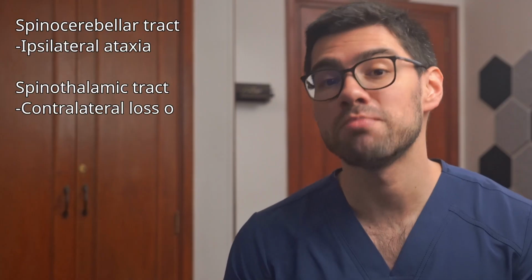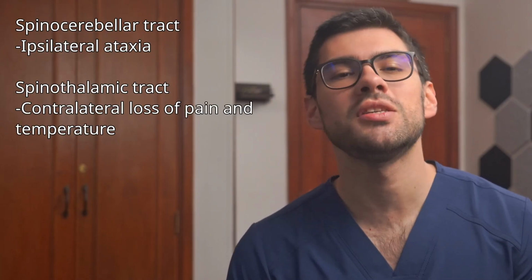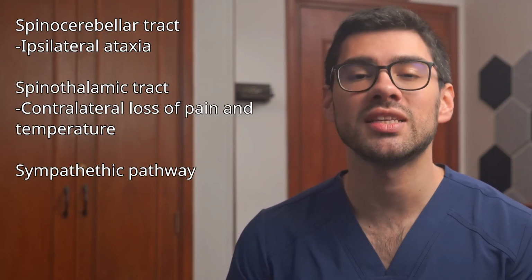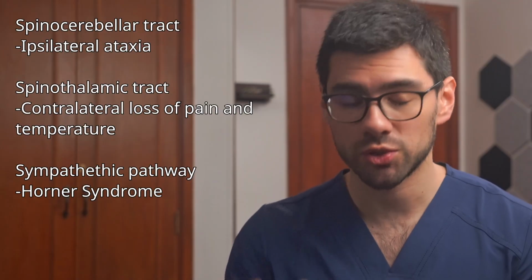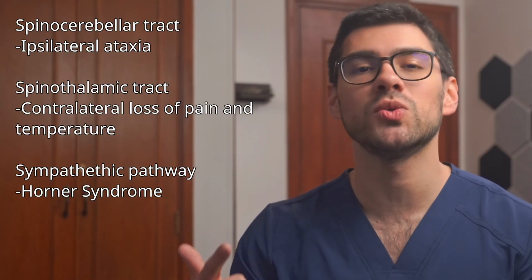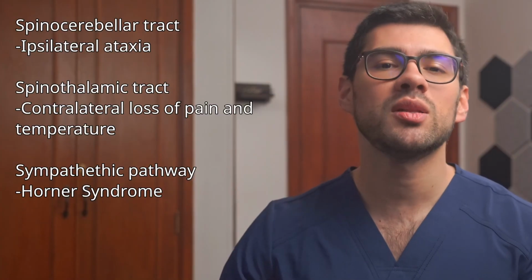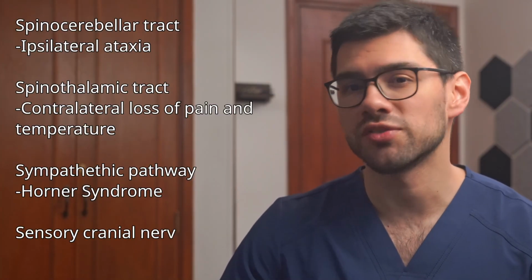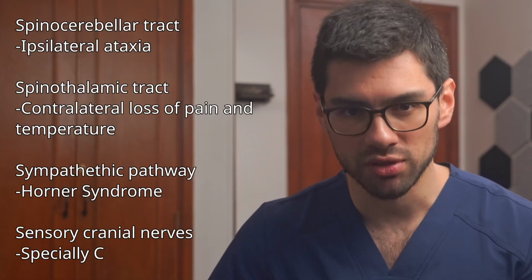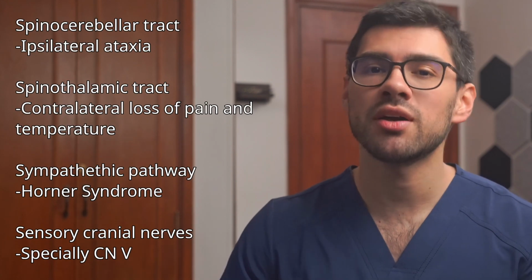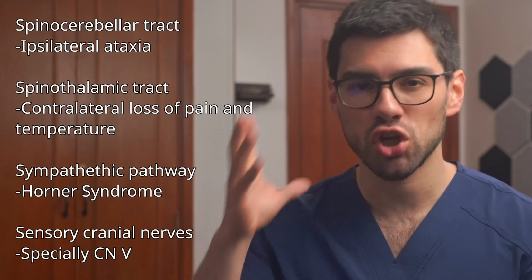First, we have the spinocerebellar tract. Damage here causes ipsilateral ataxia. Then we have the spinothalamic tract. A lesion here produces contralateral loss of pain and temperature sensation. Third is the sympathetic pathway. When affected, it causes ipsilateral Horner syndrome. The triad, as you might remember, is miosis, ptosis, and anhidrosis. And finally, we have the sensory nuclei of some cranial nerves, especially the trigeminal nerve. When damaged, it leads to ipsilateral loss of pain and temperature sensation on the face.